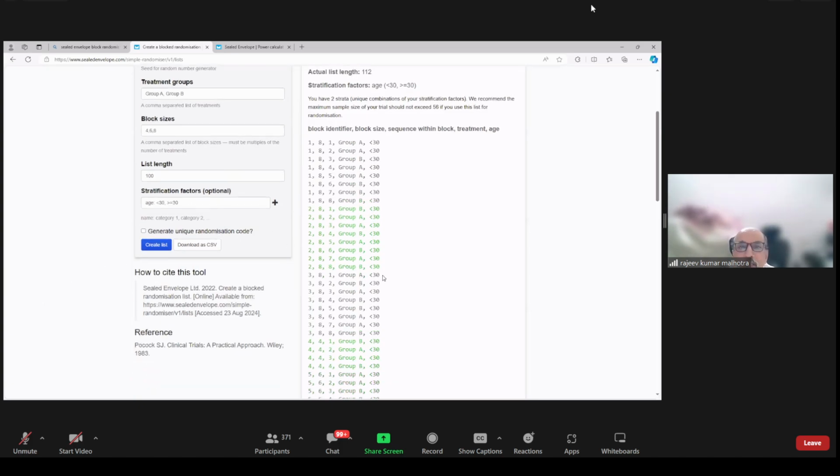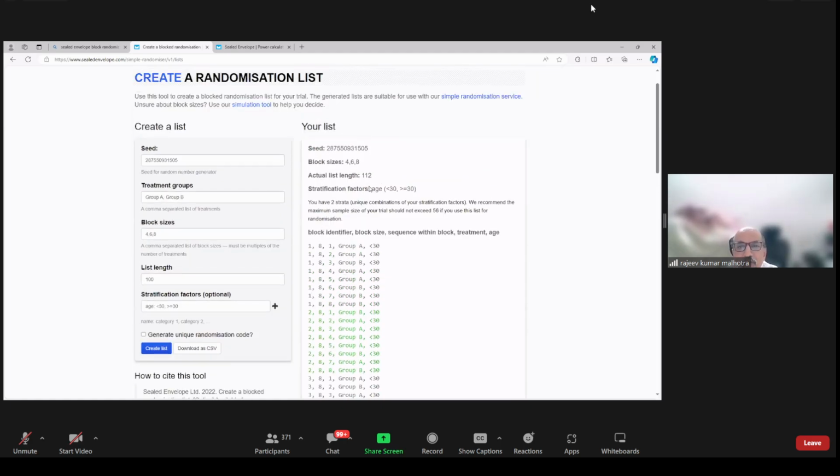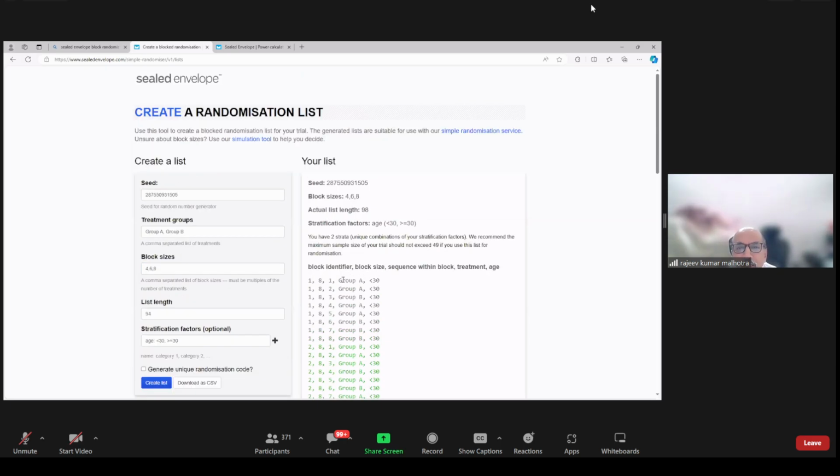So here the problem in stratified sampling is that whenever you do this, the actual list will appear to be longer, so you have to take care of that. If you are giving the length as 100, you can reduce it to 95 or 94 and see whether we can get near to that. Then 98 is there, or 96, we can create 99.